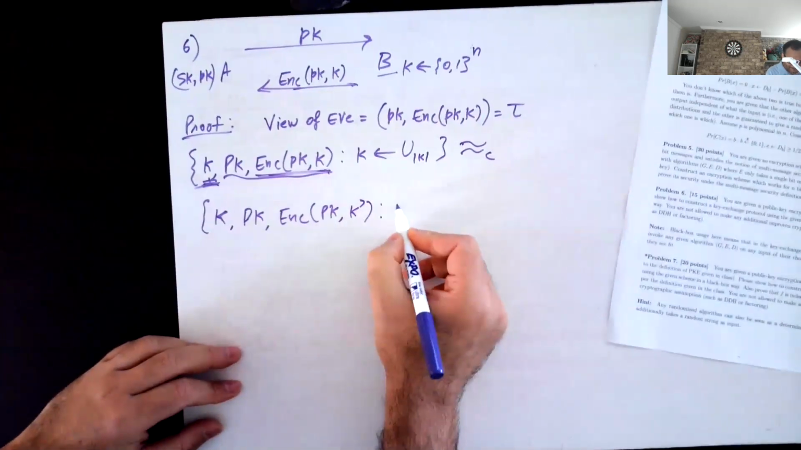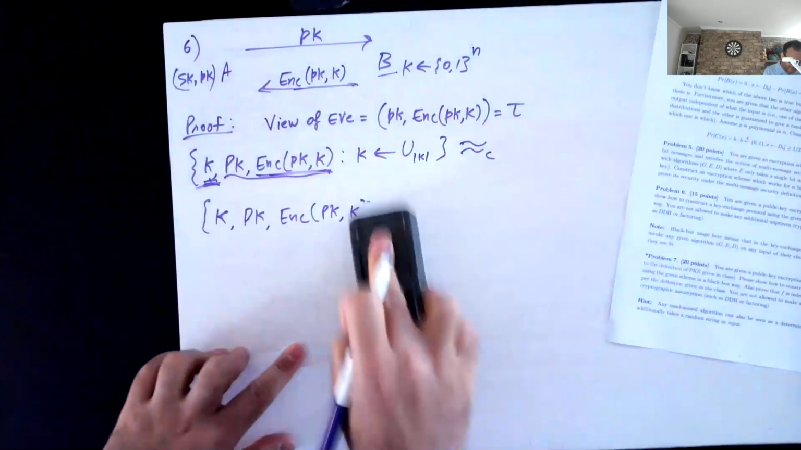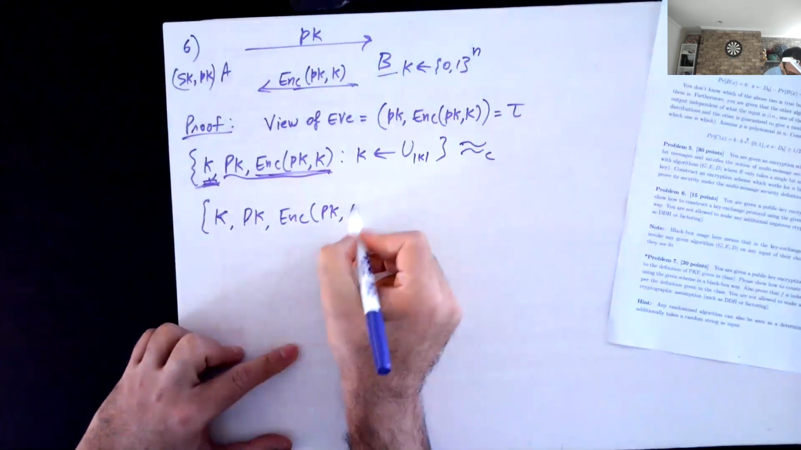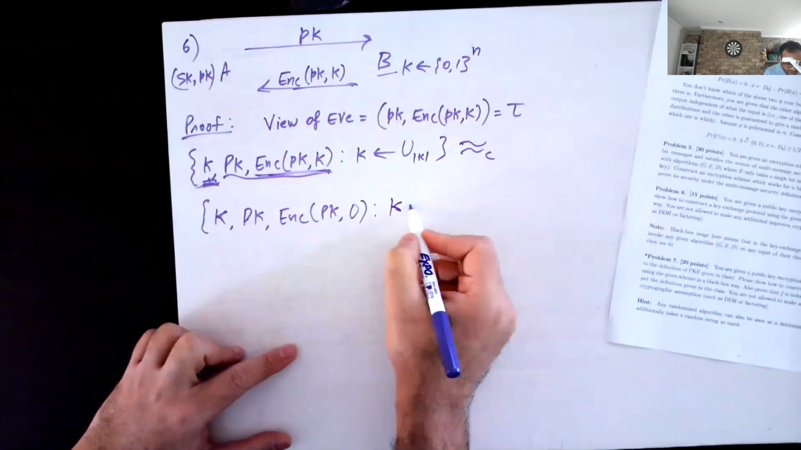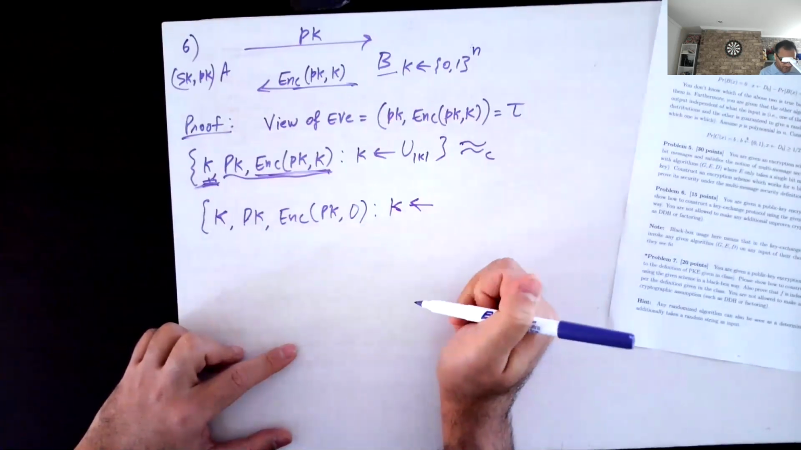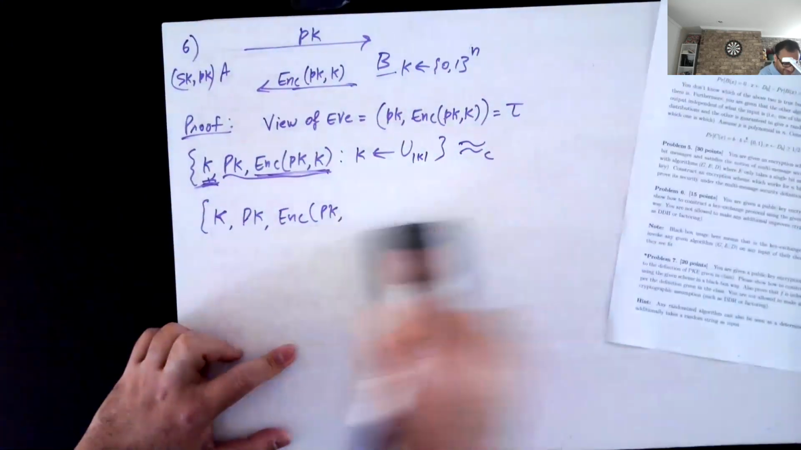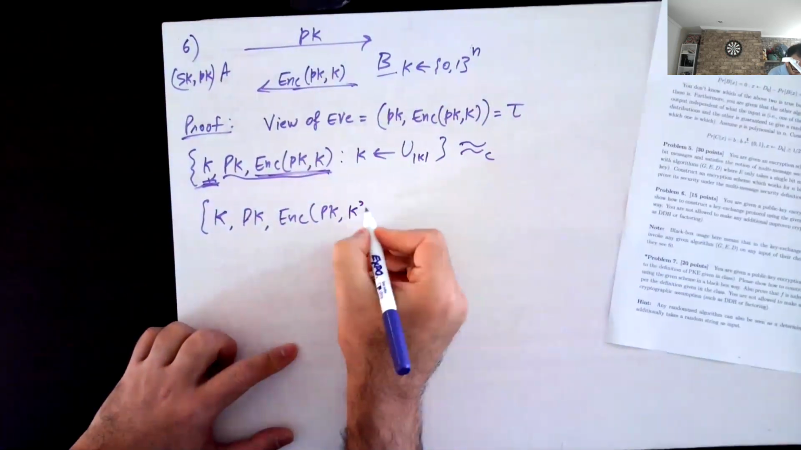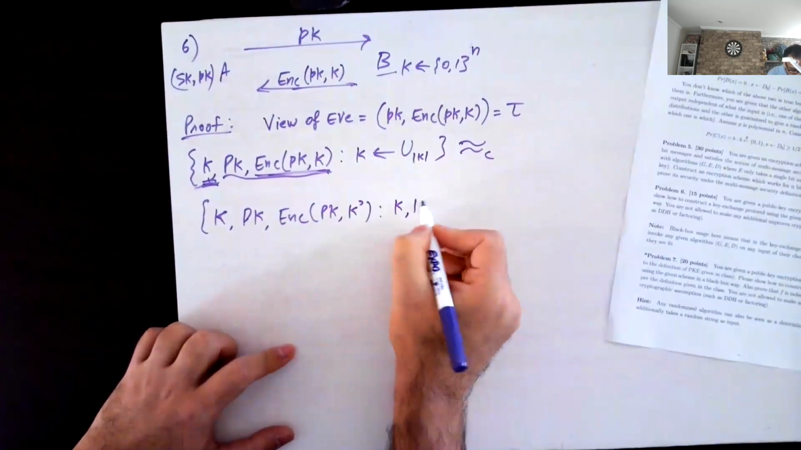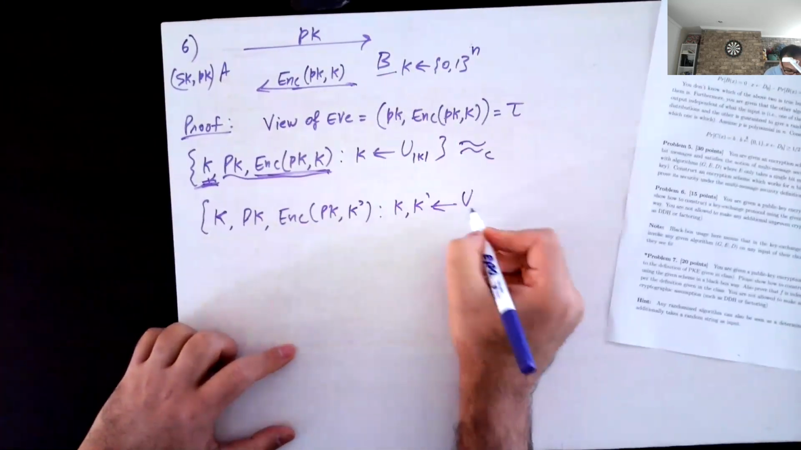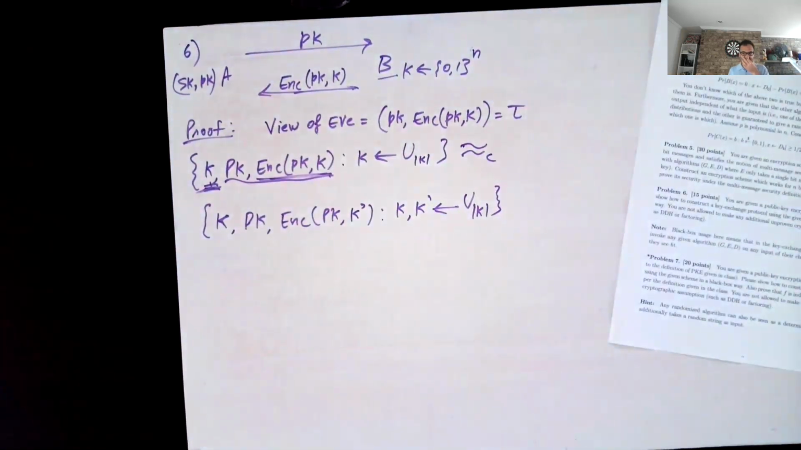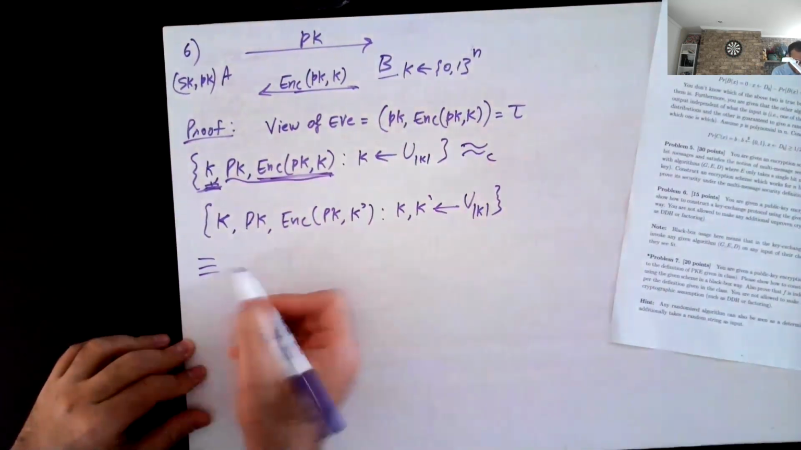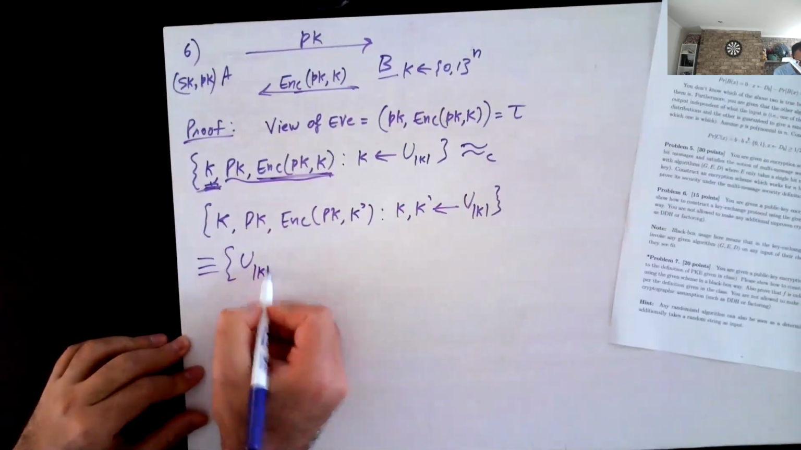Okay. Actually, I can just change it to 0. Or should I change it to K prime? Yeah, let's change it to K prime. Where both K and K prime are uniform strings, but independent and random. Okay. And here, this is the same as U of K.